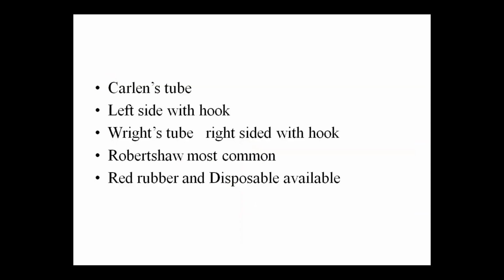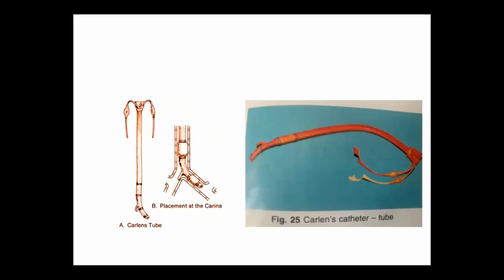Another tube is the Carlens tube. The Carlens tube is a double lumen tube. It is a left-sided tube with a hook. Another is the White's tube, which is right-sided with a hook. The Robertshaw is most common. They are available in red rubber as well as disposable PVC; Robertshaws are also available. This is the Carlens tube, which is seen on the screen. It has a carinal hook, and is hardly used now.